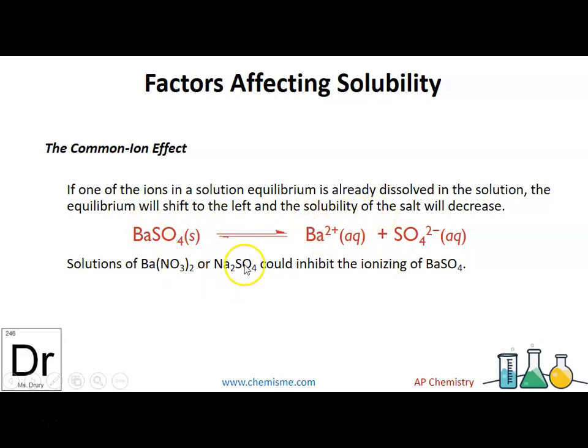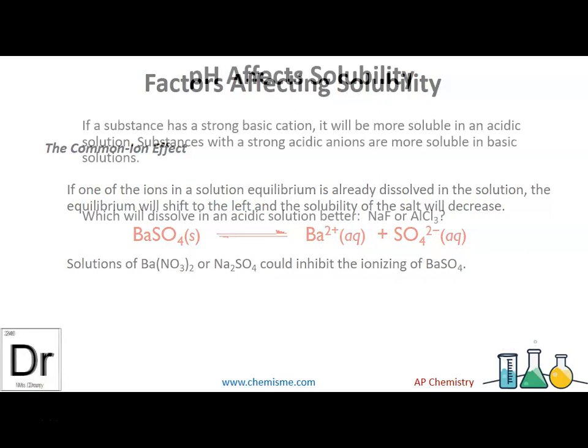Or if there's sodium sulfate or any other sulfate already present in the solution, that sulfate will force the reaction to the left, like Le Chatelier's principle says, and that means it will precipitate out barium sulfate because there's excess sulfate. So adding barium ions or sulfate ions from any other chemical will make barium sulfate itself even more insoluble than it ever was.